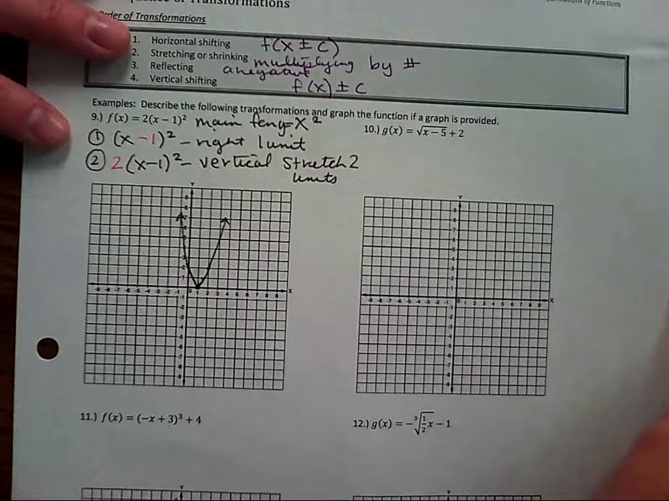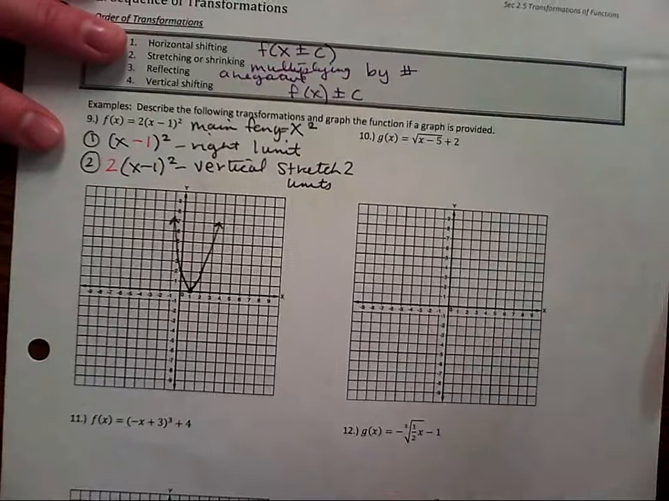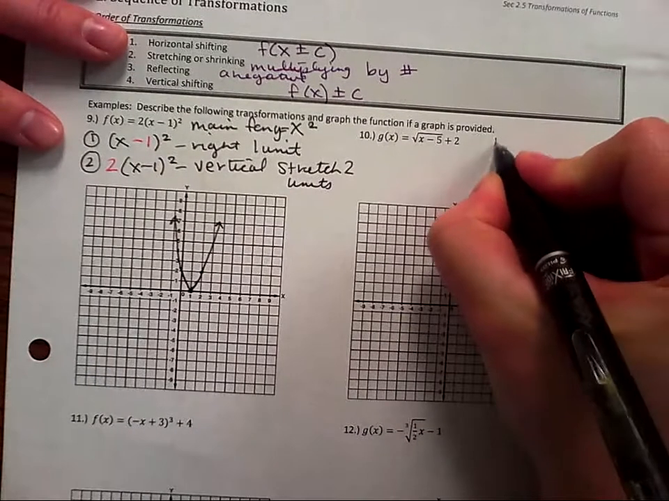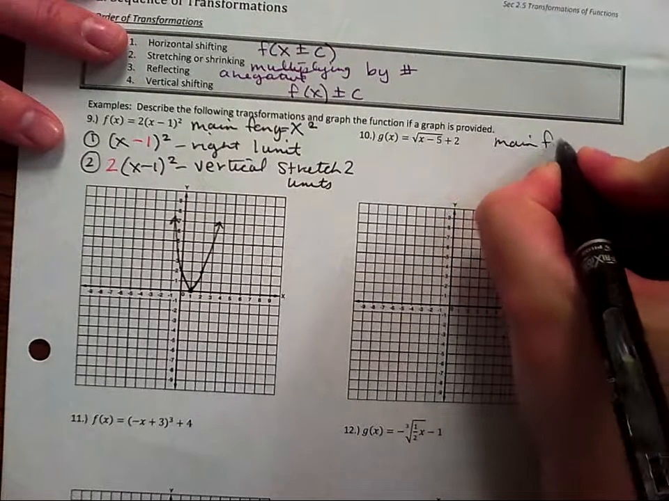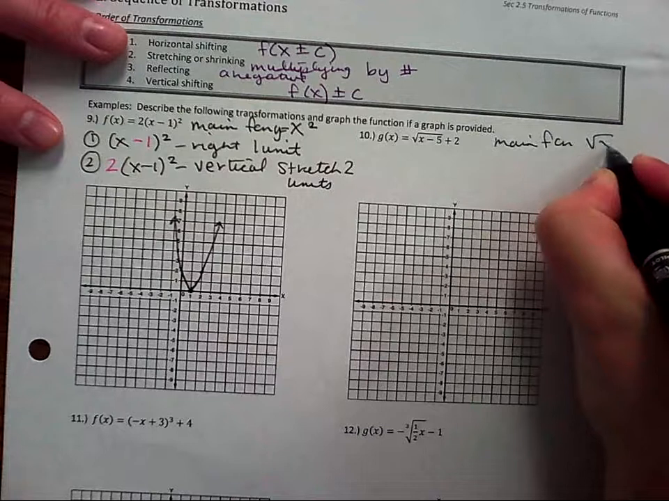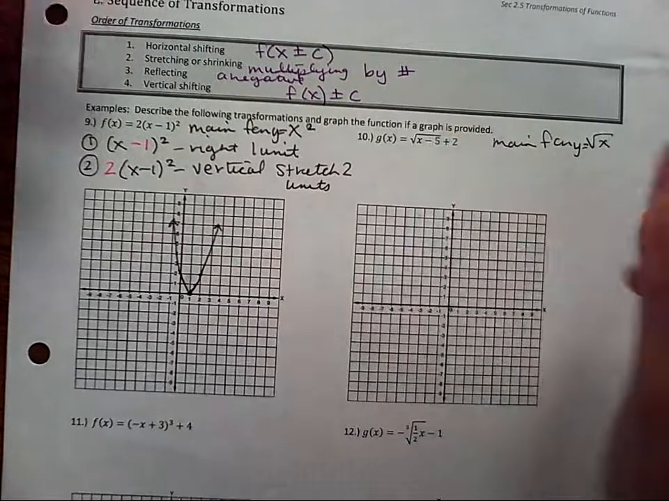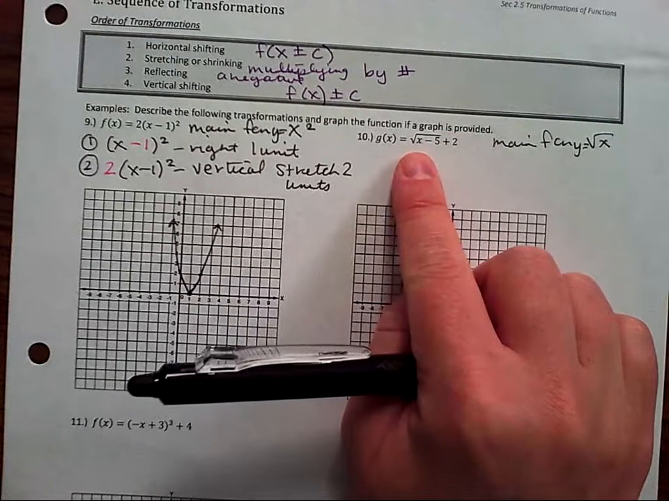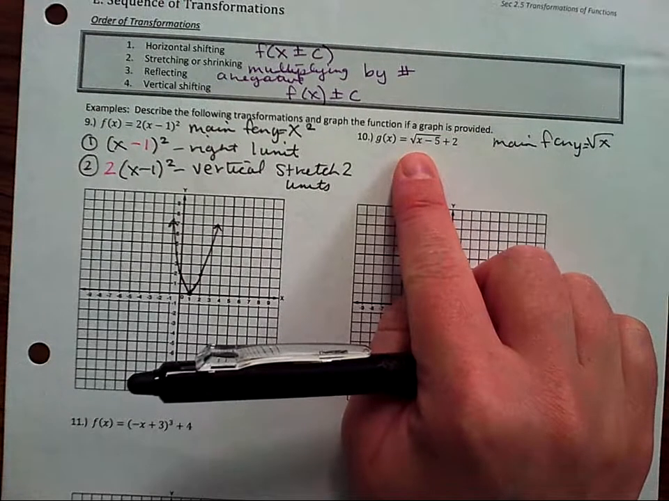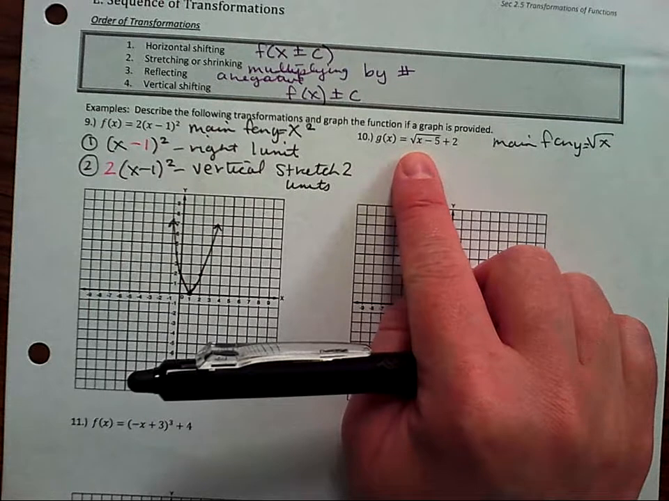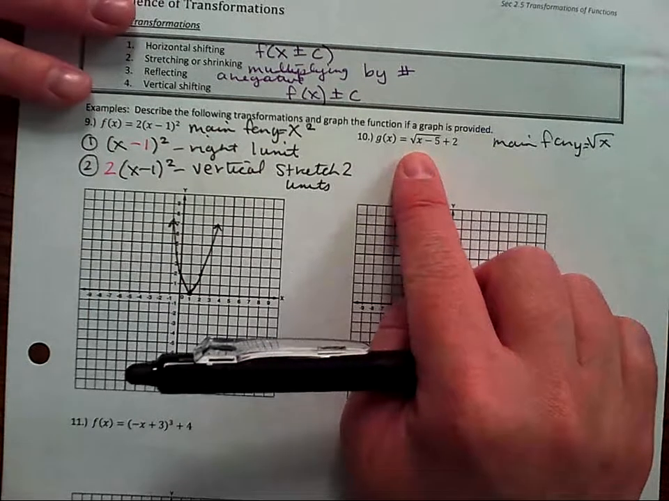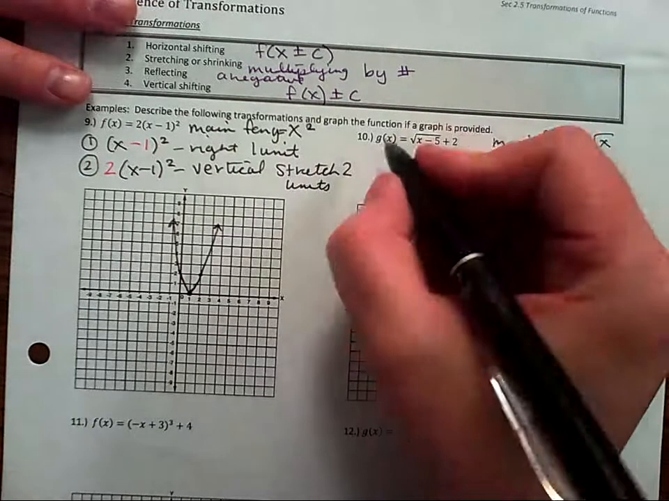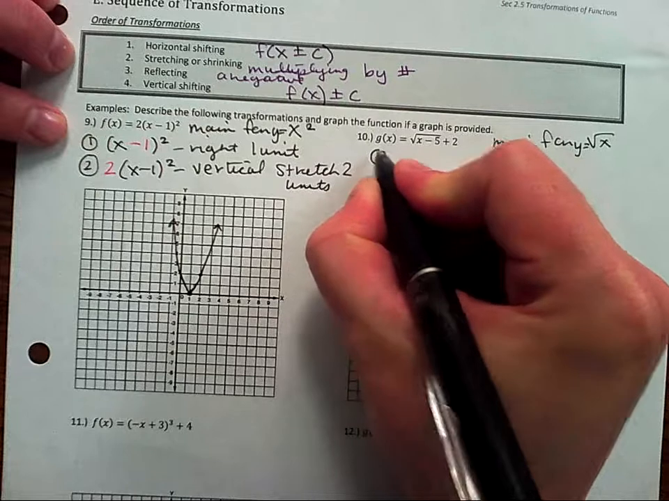All right, let's do this one. So what's my main function in number 10? Main function is the square root of x. Y equals the square root of x. If you're not sure, go back to the first page. What does this look like? Not cube root, not cube, not squared, not the absolute value, right? Okay, the main function is the square root of x.